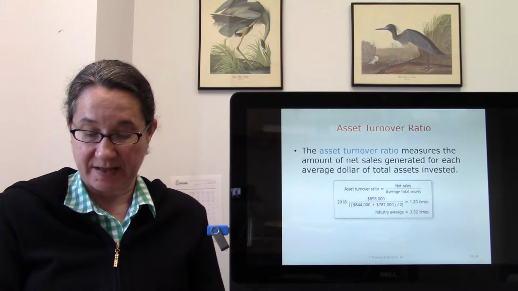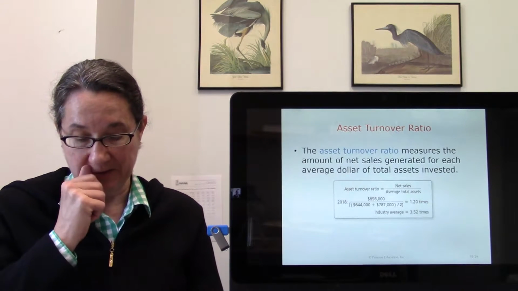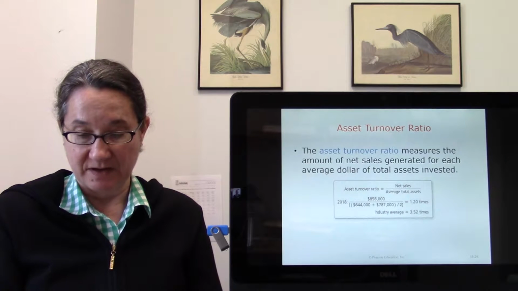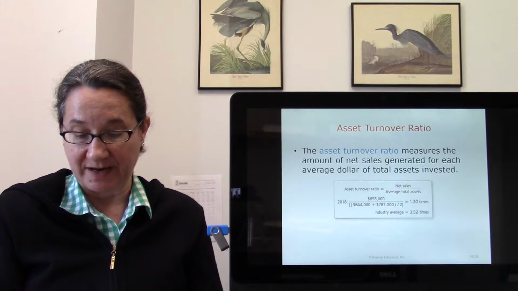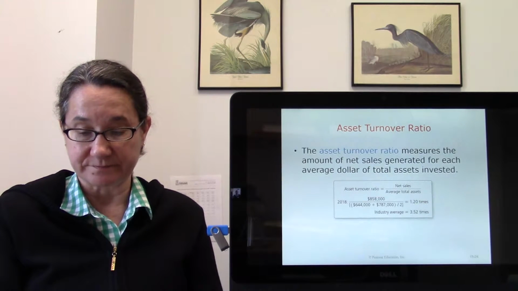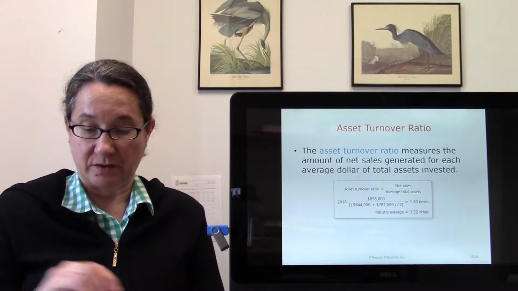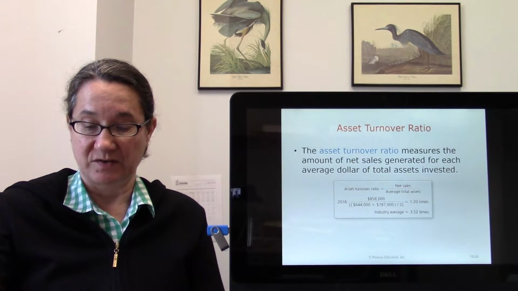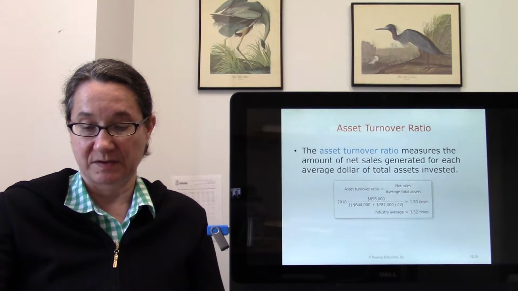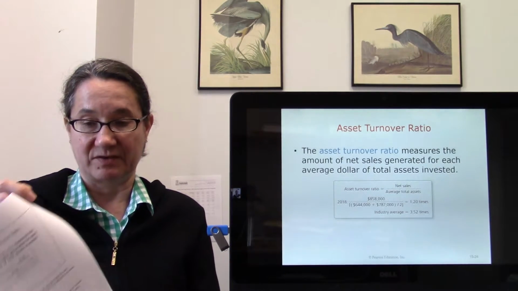Generally, companies with high gross profit will have low asset turnover ratios. Companies with low gross profit will have high asset turnover ratios. So there you go, and that is true for this company. 1.2 times, and 3.52 times is the industry average.